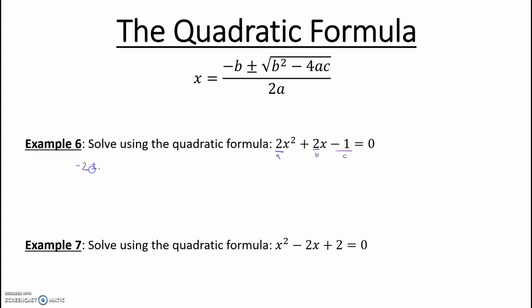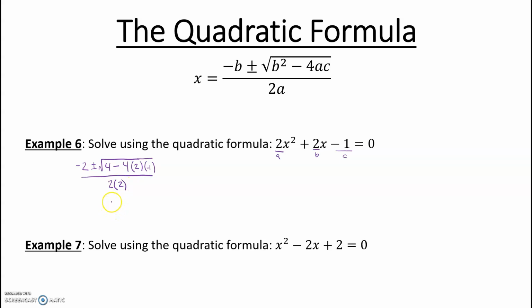plus or minus the square root. B squared, so 2 squared is 4, minus 4 times A times C. So A is 2 and C is negative 1. And all of that is over 2 times A, which is 2.